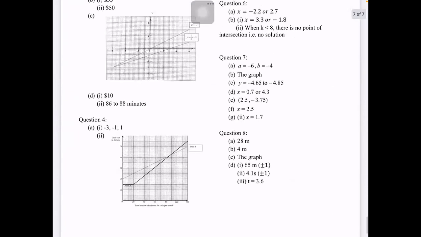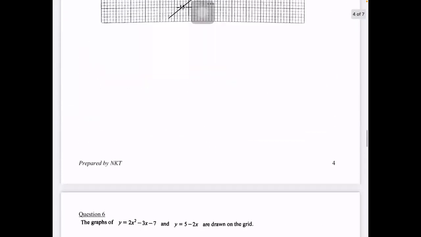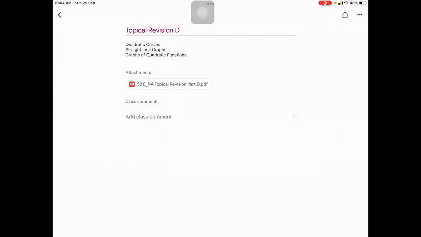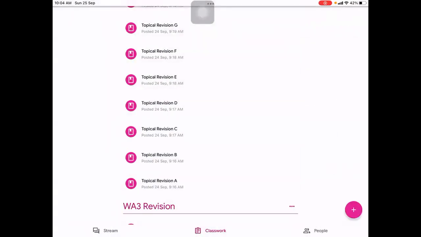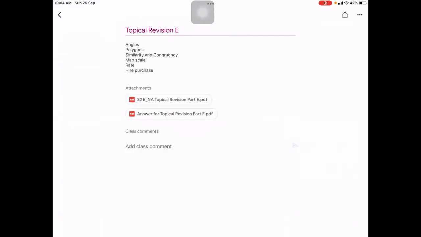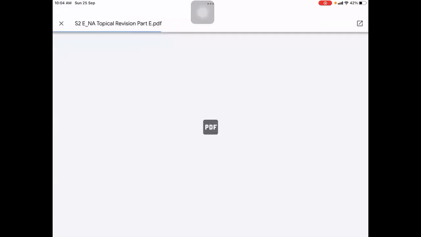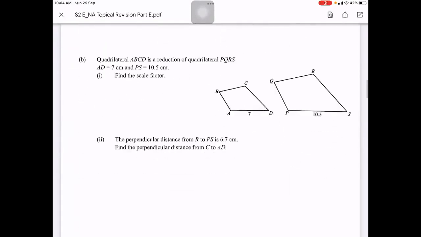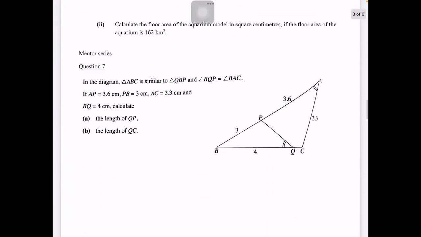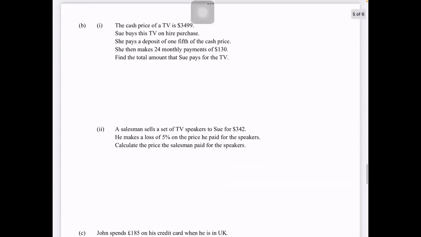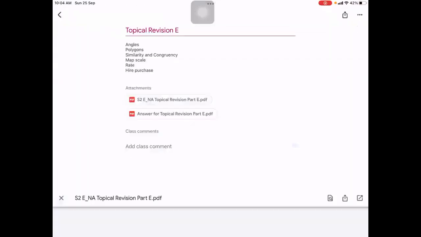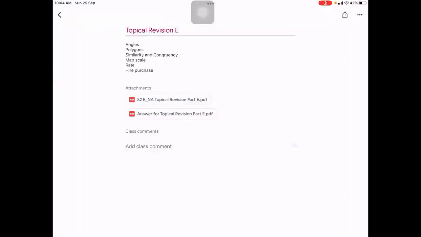And then number patterns, another question on number patterns. So I'll do topical revision D tomorrow after your exam, at night. Topical revision E is on angles, polygons, similarity, congruency, map scale, hire purchase, and simple interest rate. All these are more paper 1 type questions. We've gone through a couple of questions in 2019 paper 1 and paper 2, so please take note of those questions as well.